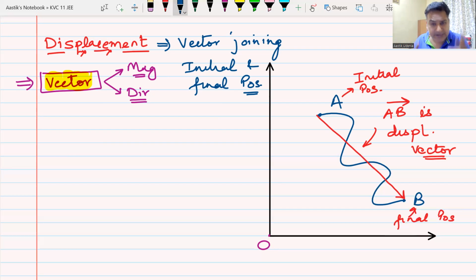Now I can write it in different ways. So let us now see how I can write it. The first way of writing it: it's a vector joining initial and final position. This is number A. Do we understand this?